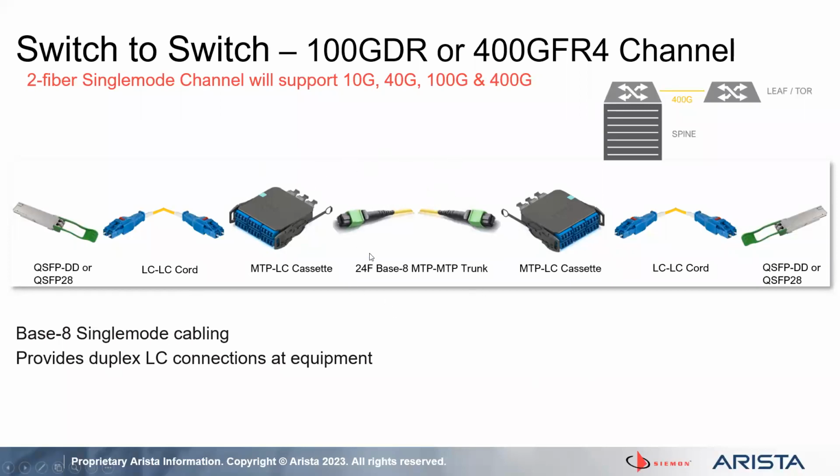So in the middle, I've got MTP to MTP cabling using base 8 MTPs. That goes into cassettes on either end, where I'm converting those into LCs. I'm plugging those LCs into my transceivers in the switches on either end, whether it be a DD or a QSFP28 port on either end. Pretty straightforward, pretty common. And this same channel can be used from 10 all the way up to 400 gig.